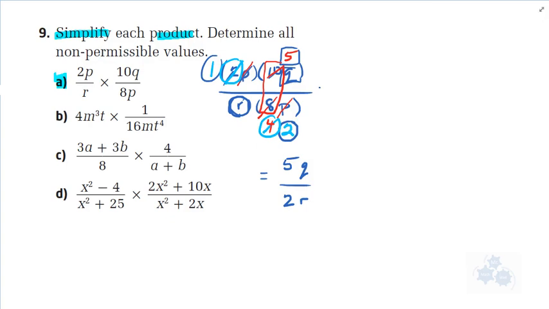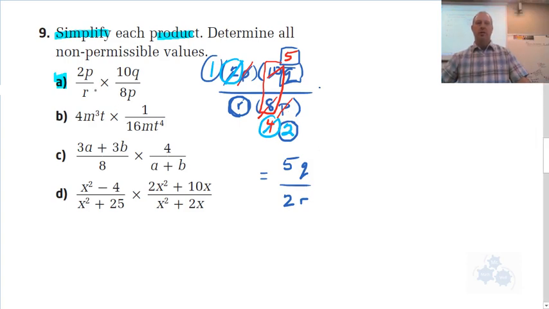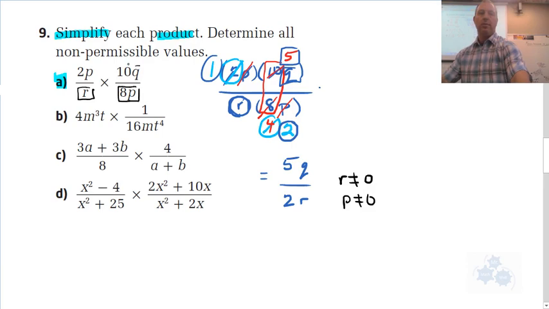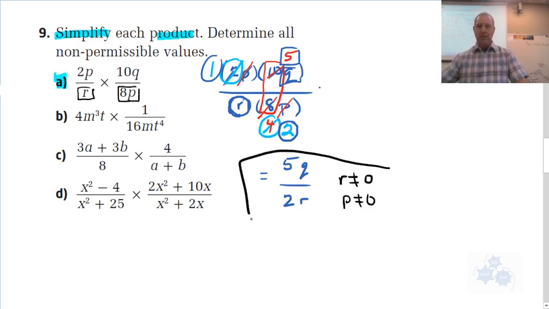And then the final thing you want to do is note the restrictions. So again, the denominators cannot equal 0. So r cannot equal 0. And then p is in this one. So p can't equal 0 as well. We don't have to worry about this one because it's not a division. If it was dividing, you would have to consider the restrictions up here as well. But it's not, so we don't have to worry about that. So it looks like this is your solution.